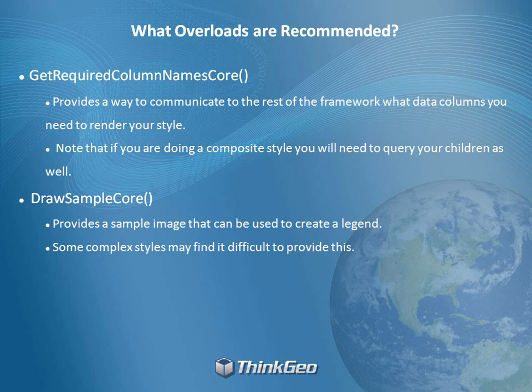So what overloads are recommended? The first is get required column names core. This provides a way that you can communicate to the rest of the framework what data columns you need to render your style. It's often the case that there's a piece of data associated with your feature that, based on that data, you're going to decide to draw the style one way or another. So you might change the color of a style based on the value in the database.